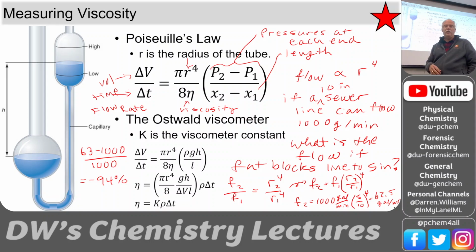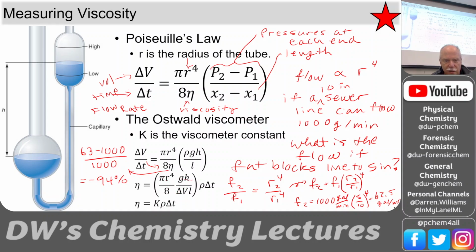If I measure the flow rate, then I could calculate the viscosity. So that's what we do for the Ostwald viscometer. It's the same equation, but it's rearranged a bit. And so we have this flow rate, we have the density of the liquid, the gravitational constant, the height of the liquid, and all that stuff. What we typically do is bring the viscosity over on this side, and put the flow rate down here in the denominator.